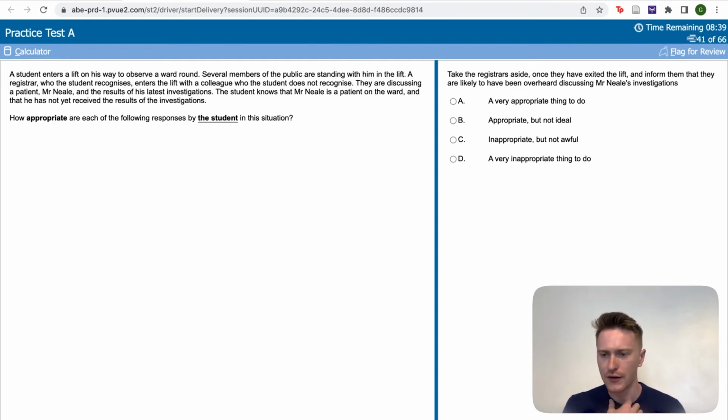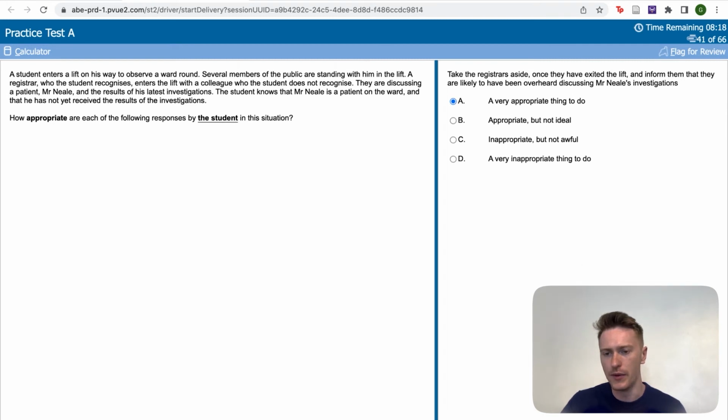"Take the registrars aside." Oh, this is a different question. I always do that. Okay. They're discussing patients in the lift. Okay, that's not good. "Inform them that they're likely to be overheard." I think this is very appropriate. I think all the others, take them aside, inform them they're overheard, and so on, are very appropriate.